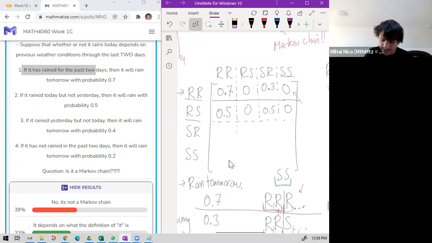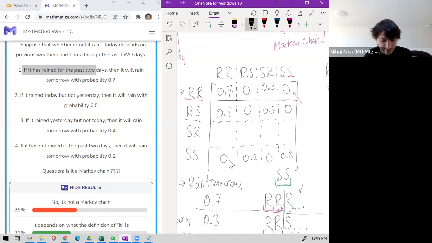In the next two, very similar idea. Let's do SS first. I think that one's the easiest. If it has not rained the past 2 days, so it's been sunny for 2 days in a row, then it will rain tomorrow with probability 0.2. That means it's going to be sunny for 3 days of sun in a row with probability 0.8. And it's going to be rainy sunny with probability 0.2. And the other two are 0.